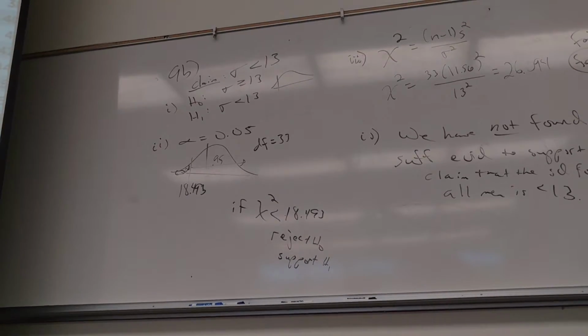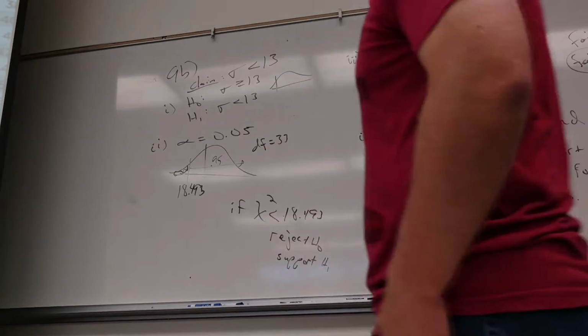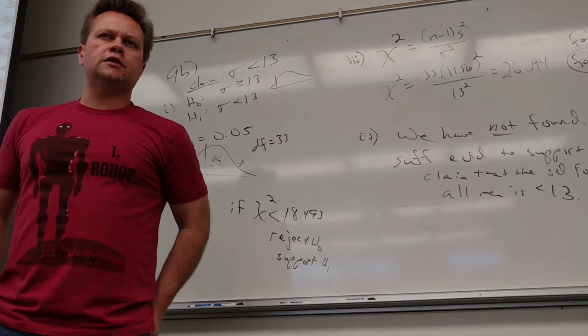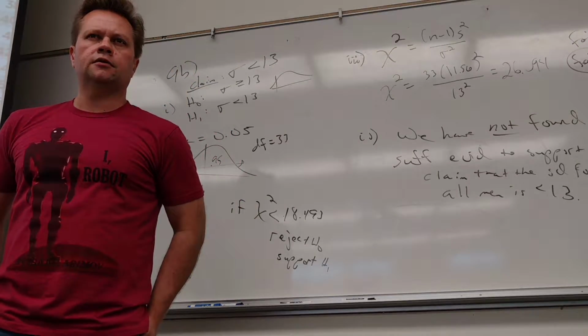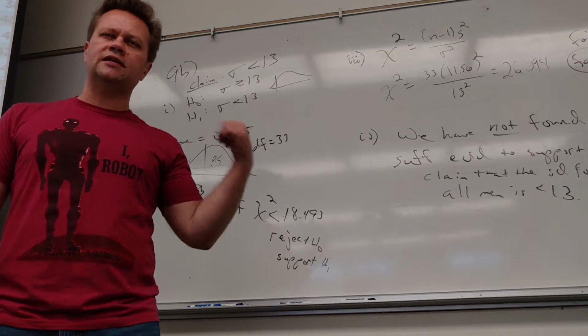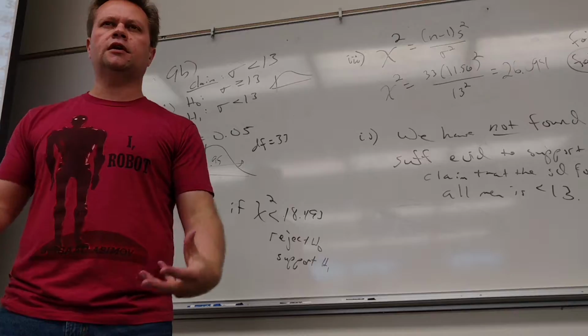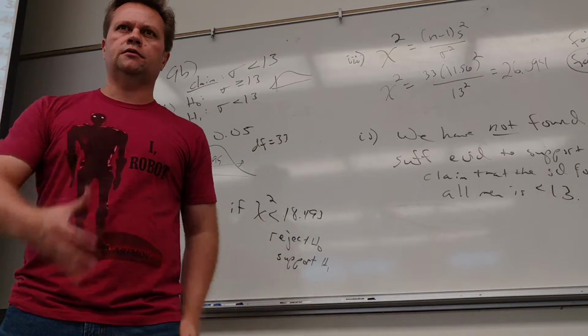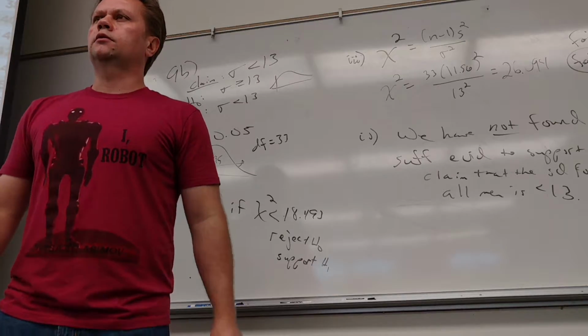The question is, would there be a way to do the same problem using weird scores? No, because both Z and T are based on standard deviations being known, and this is a test about standard deviations. So I do need an entirely different distribution, yeah.